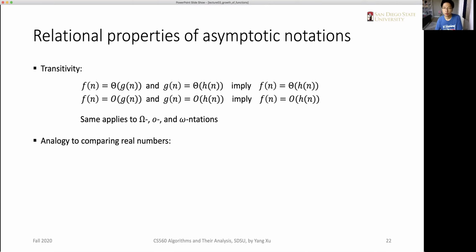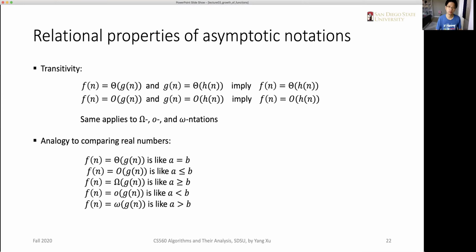When we try to remember the relationship or the meanings of the asymptotic notations, we can use the analogy to comparing real numbers. The big theta notation is kind of the equal relationship between numbers. When we say f of n is big theta of g of n, then we basically mean that f of n and g of n grow at a similar speed. So we can use the equal sign to remember this relationship.